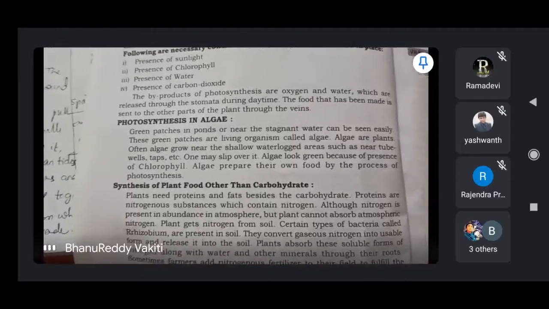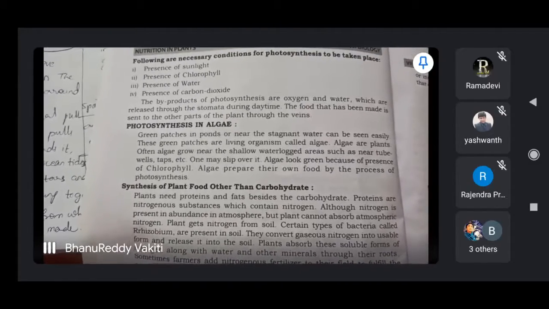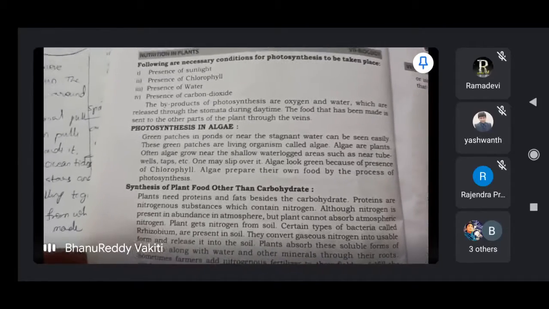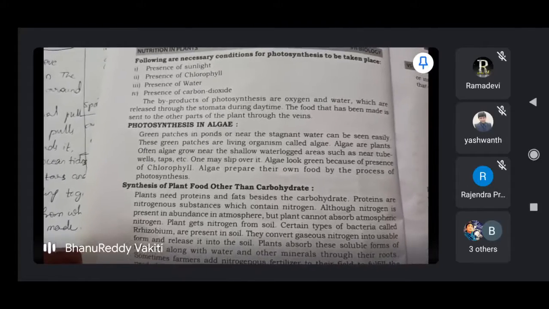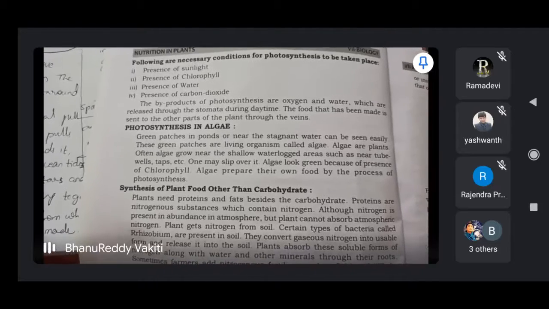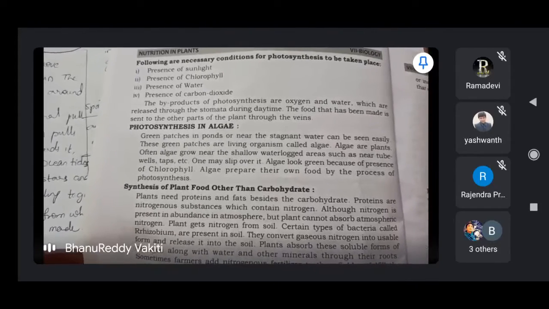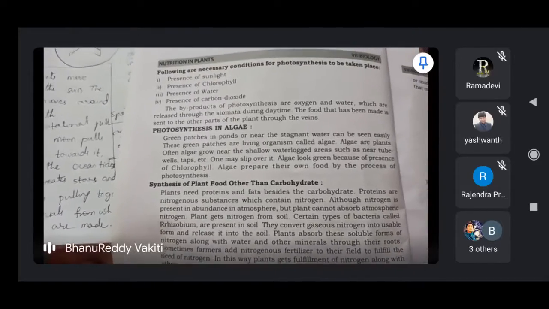So alga are plants. Often alga grow near shallow waterlogged areas such as near tube wells, taps, etc., so one may slip over it. Alga look green because of the presence of chlorophyll. In alga also chlorophyll is present, and due to that only it participates in photosynthesis. Half of the atmosphere's oxygen is coming from the alga only.